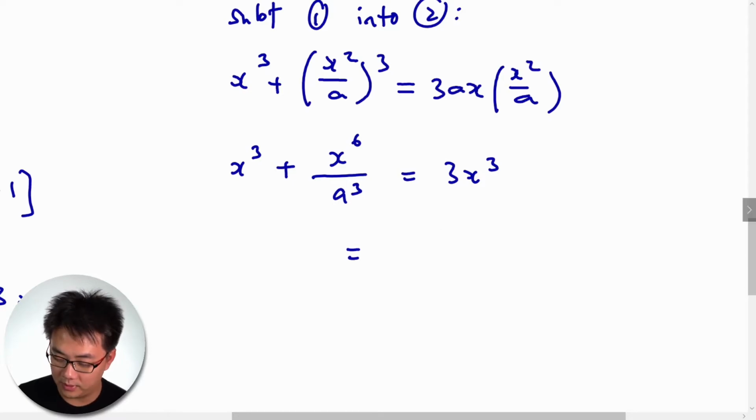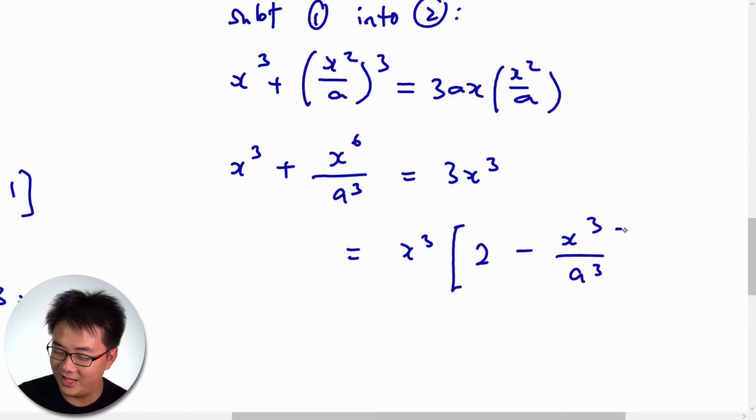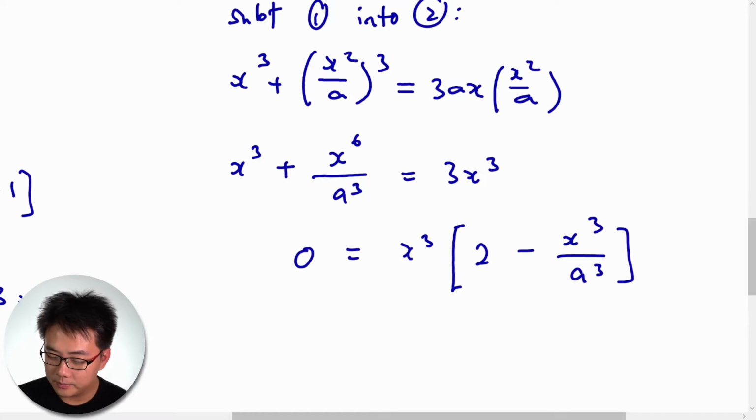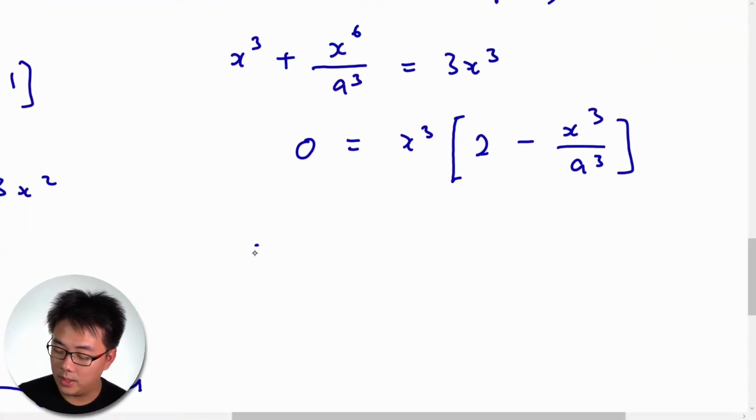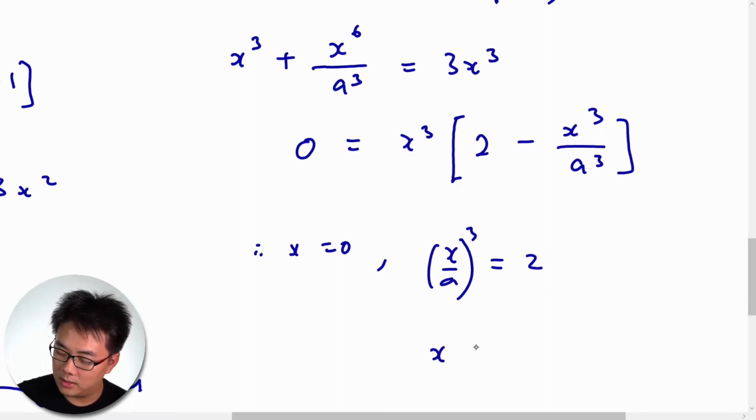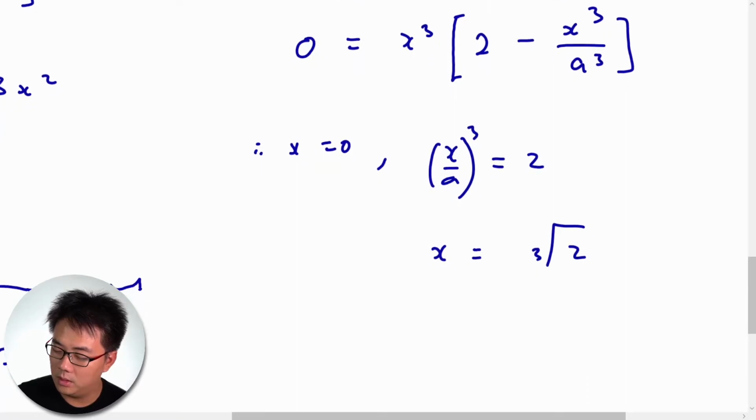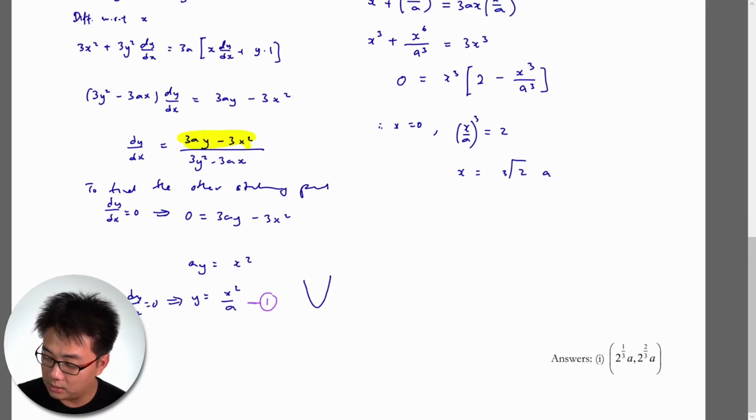Okay, I'll just skip a bit of the steps because I assume most of us are okay. I may make some mistakes here and there. Let's see. This is correct. Then hence x equals 0 is a root, and x cubed over a equals 2. So x equals the cube root of 2 times a. Okay, that's it. Ta-da!